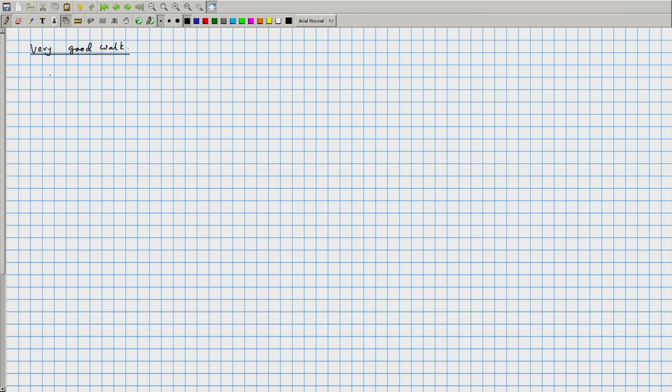So, a very good walk is a good walk that does not hit the axis except at the start and at the end.